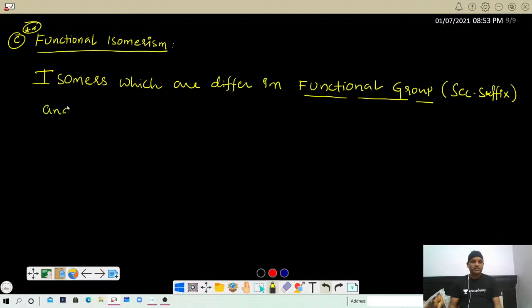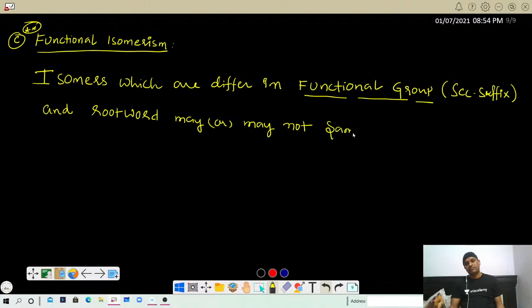and the rest of the parts, like root word, prefixes, primary suffix, may be different, may be the same, isn't it? And root word, that means length of chain, may or may not be similar, may not be the same, like but, prop, like that. Okay, let us see different examples.